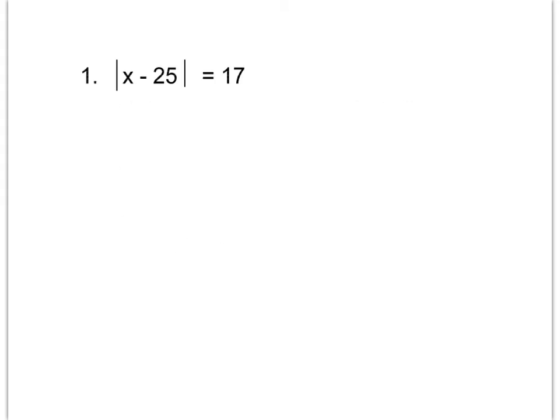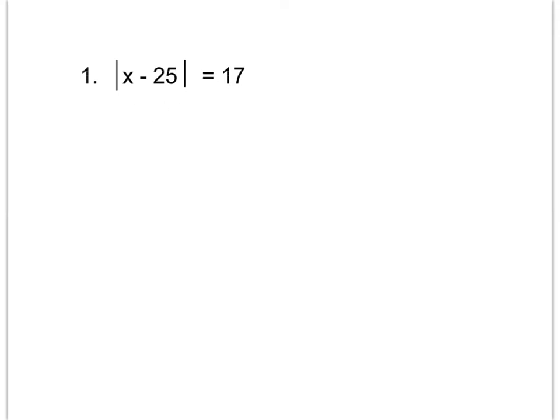So let's do one together here. We have the absolute value of x minus 25 is equal to 17. The first thing we're going to do is get the absolute value by itself. And hey, the first step is done. The whole absolute value expression is actually by itself. There's nothing else with it.